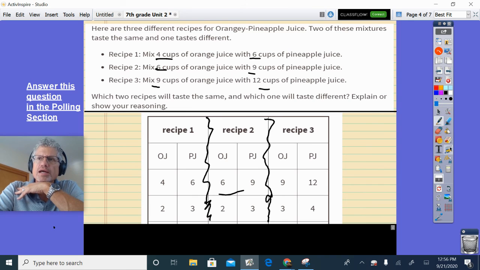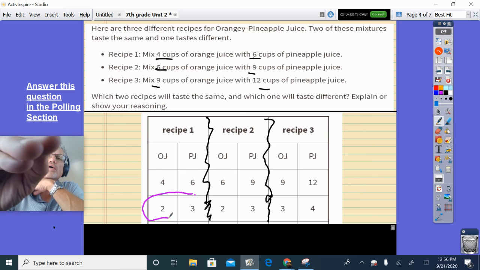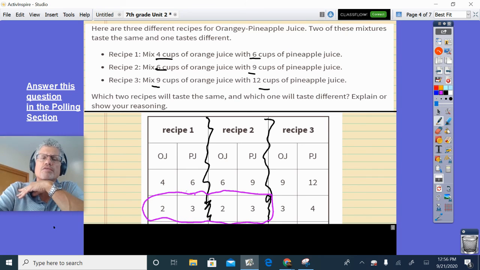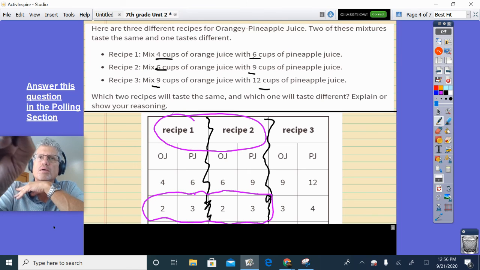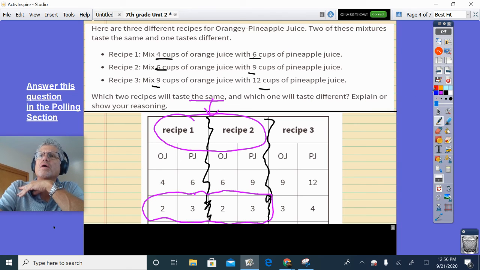Well, notice that recipe number 1 has a 2 to 3 ratio. Recipe number 2 has a 2 to 3 ratio, but recipe number 3 is a 3 to 4 ratio. What do we see? What do we know? What do you wonder? Well, these are the same. So recipe number 1 and 2 must be the same, and recipe number 3 will taste different.